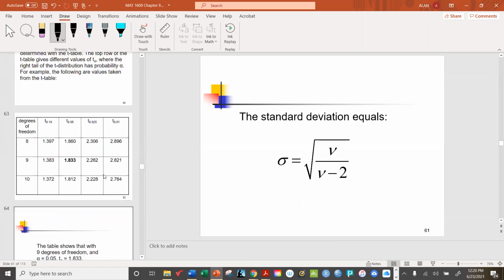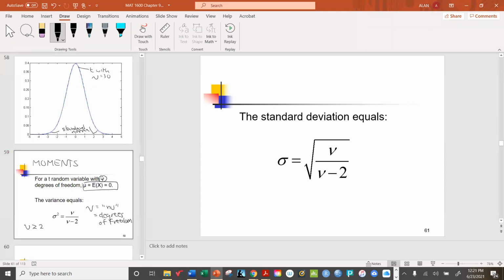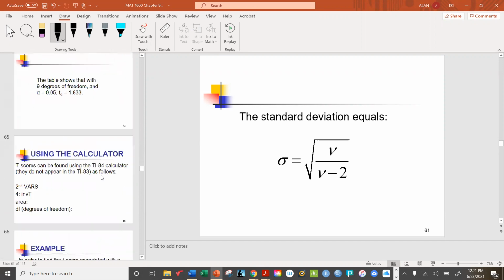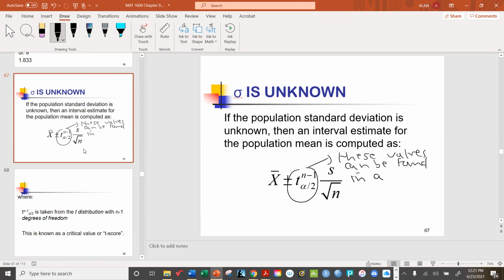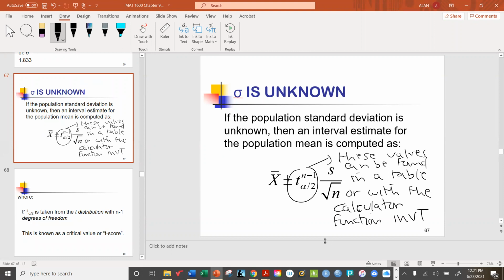All right, so what's coming up next is we're going to do some confidence intervals with the T distribution. First, we'll do it the long way using the full formula. But by the way, we can look these values up. These values can be found in a table. So there's a new table for this, or with the function in the calculator. It's called INVT. So we're going to introduce that one on Monday.